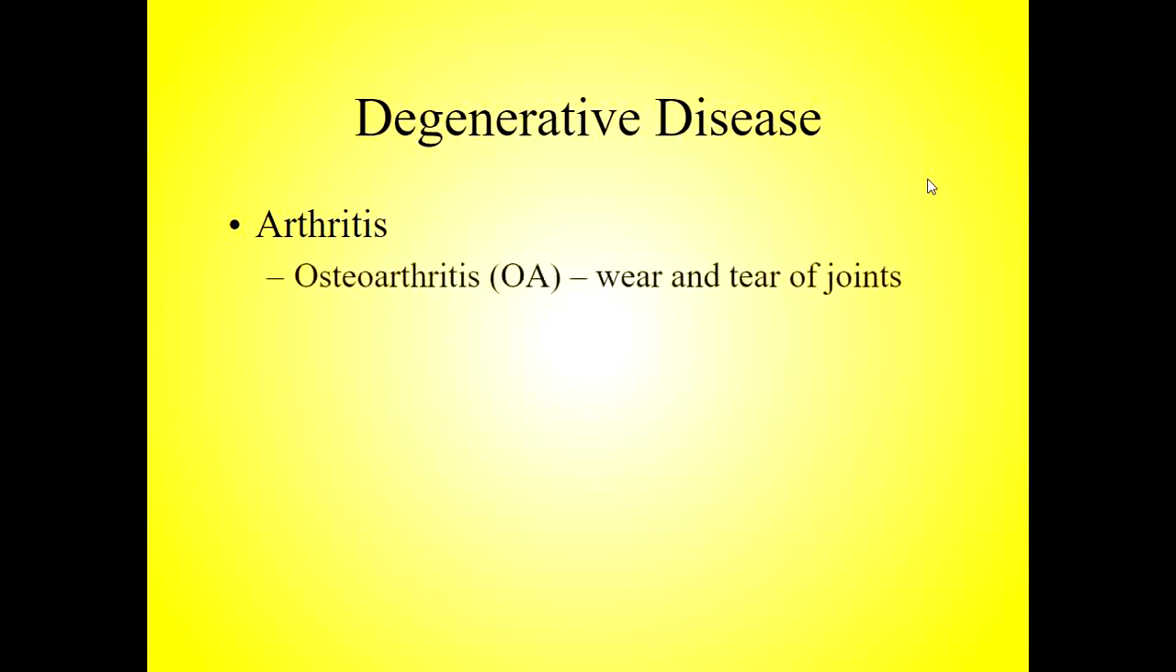We also can have degenerative diseases, and remember, a degenerative disease is just a disease that breaks down the body or organ over time. So arthritis is considered a degenerative disease. One example is OA, which is osteoarthritis. This is just wear and tear on joints. This is what we typically hear older people complain of when they say they have arthritis. They actually are complaining of osteoarthritis.